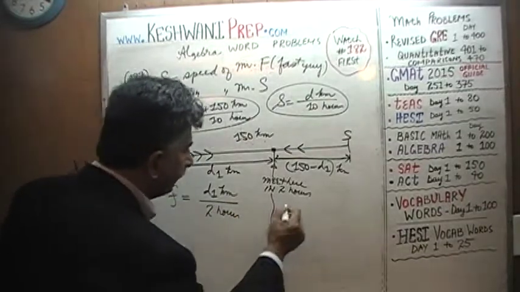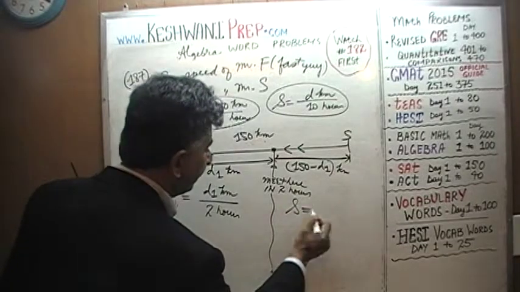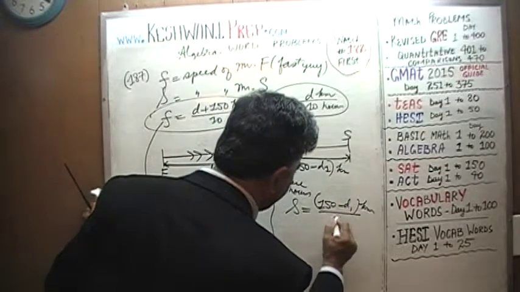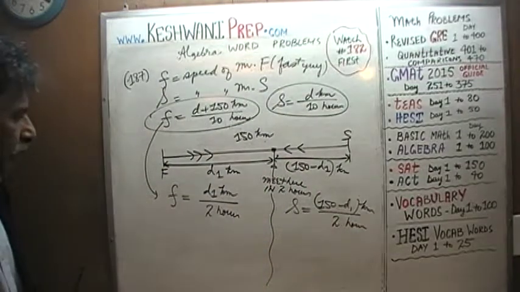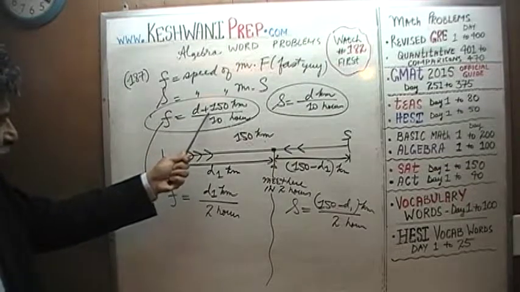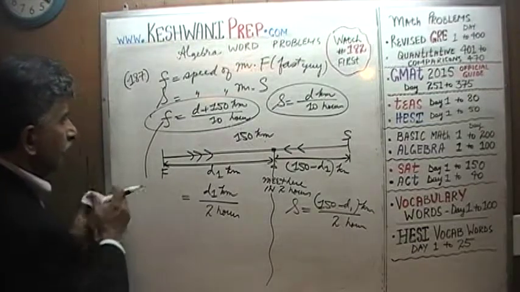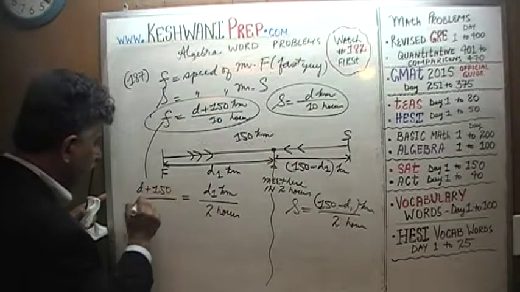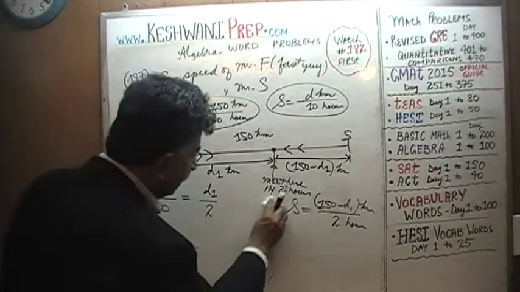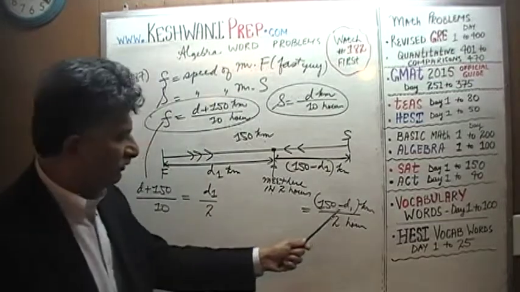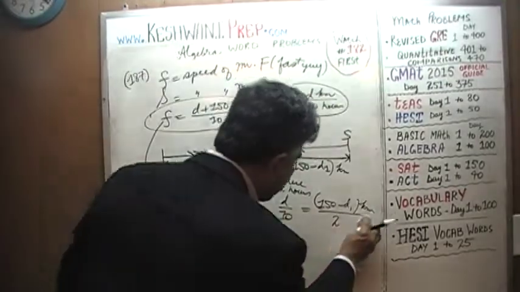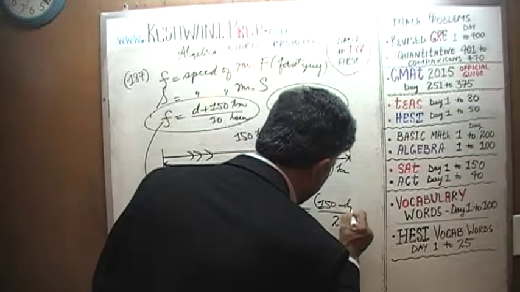And the slow guy, we use letter S for that. He's going 150 minus D1 in 2 hours. So we know F equals D1 over 2, and we know F equals D plus 150 over 10. Let's substitute this quantity for F over here: D plus 150 over 10. And let's get rid of the units. Similarly here we have S, which we know is 150 minus D1 over 2, but S is also equal to D over 10. Let's put D over 10 here, and get rid of the units. Remember, this is D1, don't forget that.